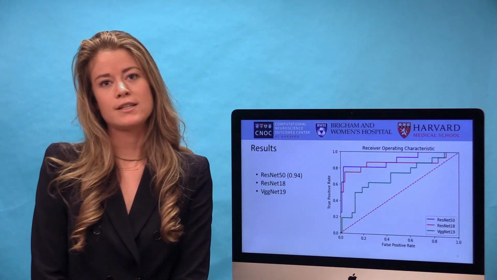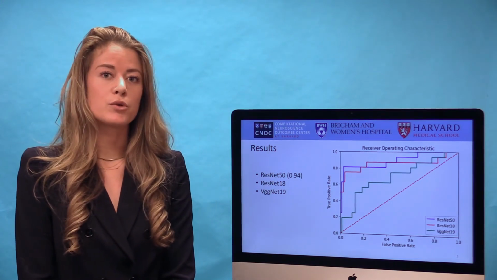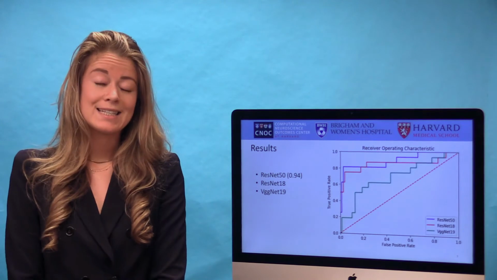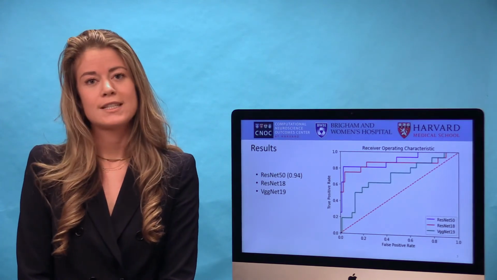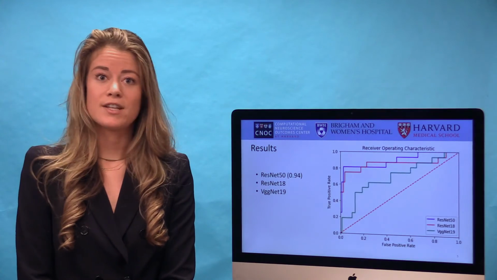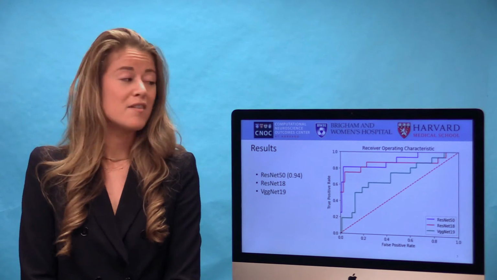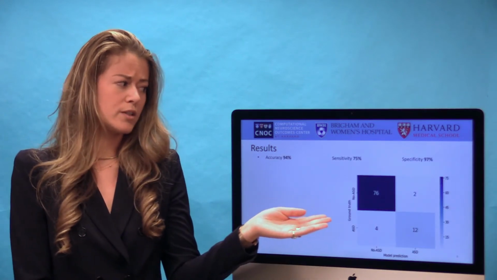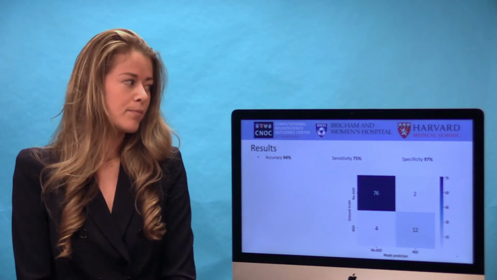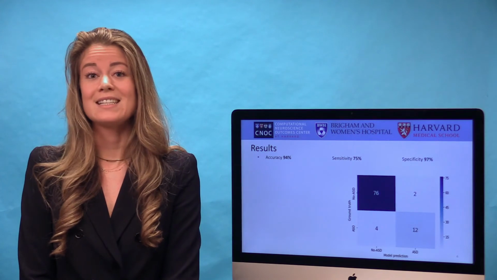We eventually decided to train 3 different models. We trained a VGGNet 19, a ResNet 18, and a ResNet 50. And our ResNet 50 was the one that achieved highest accuracy, as you can see here in blue, with an accuracy of 94%. And this is the corresponding confusion matrix. The sensitivity was 75% and a specificity of 97%.